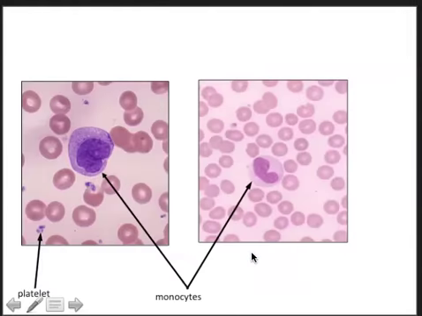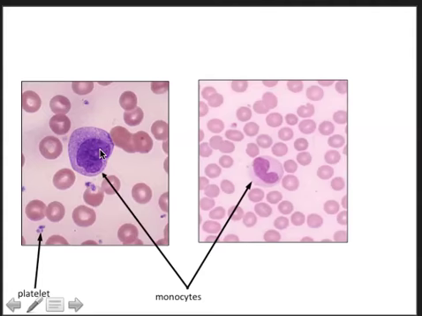Over here, okay, you can see a monocyte. Notice that there's more cytoplasm in the monocyte than there is in the lymphocyte. So that's the way to tell the two agranulocytes apart. Notice also that the nucleus has a kidney shape to it.